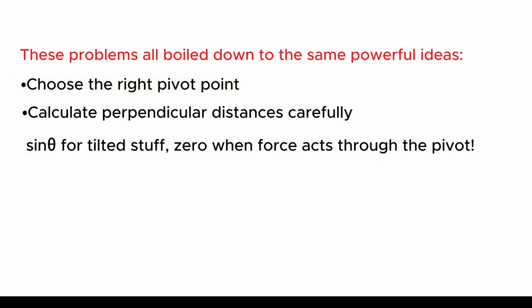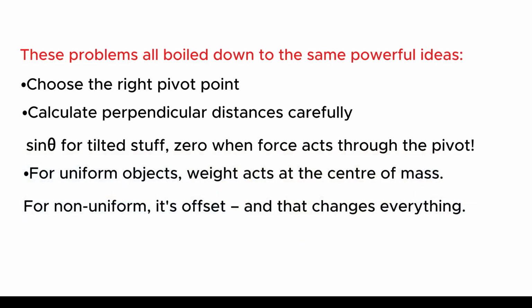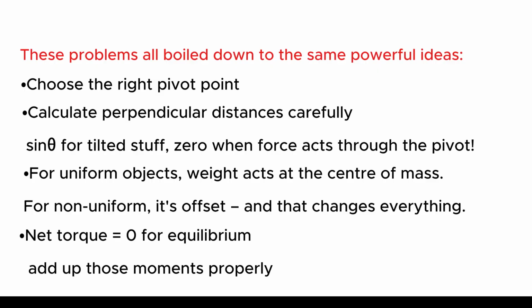In this video, we have analyzed 5 multiple choice questions on the topic of moments. Here's a wrap on the topic. We have to choose the right pivot point, especially when something's just about to lift or tip. Calculate perpendicular distances carefully. Use sin theta for tilted stuff. The moment is 0 when the force acts through the pivot. For uniform objects, weight acts at the center of mass. For non-uniform objects, it's offset, and that changes everything. Net torque equals 0 for equilibrium, and add up those moments properly. The sum of clockwise moments equals the sum of anti-clockwise moments.